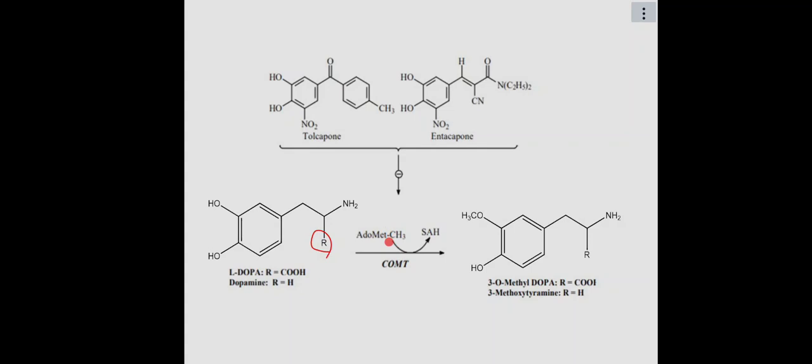a CH3, and of course you have the enzyme, and you get the conversion depending on what group is here, whether it is L-DOPA or it is dopamine. If it is L-DOPA, you get the 3-O-methyl DOPA, 3-O-methyl dihydroxyphenyl alanine, which we have said can also bring a bit of toxicity. And if it's a hydrogen, of course, you get the 3-methoxytyramine when R is a hydrogen.